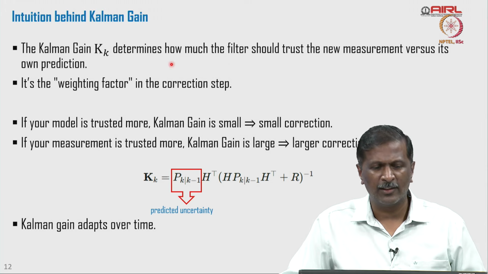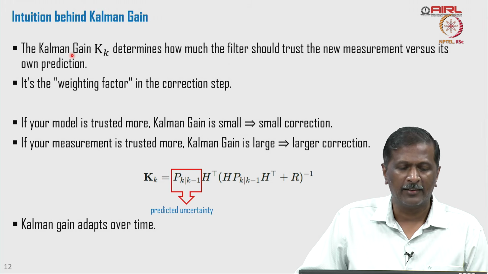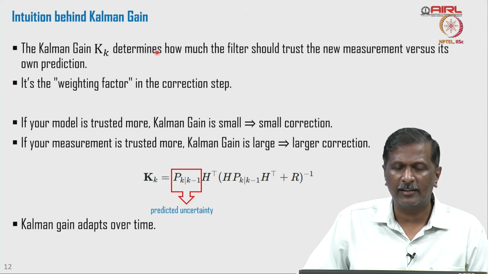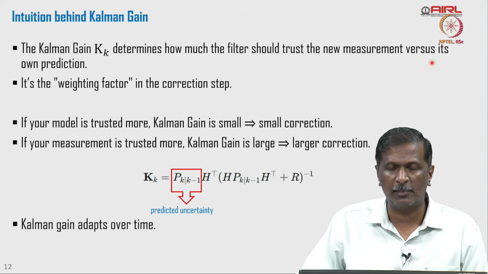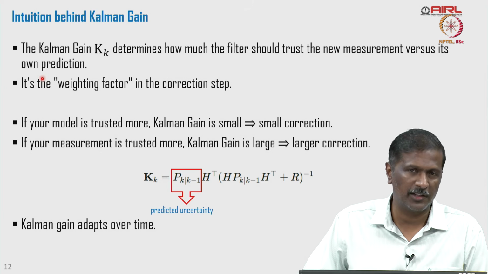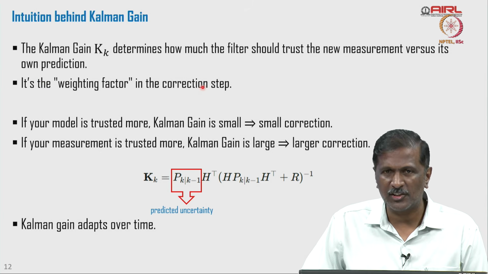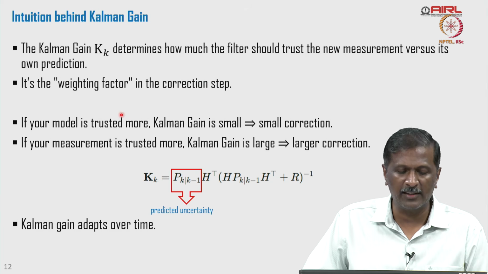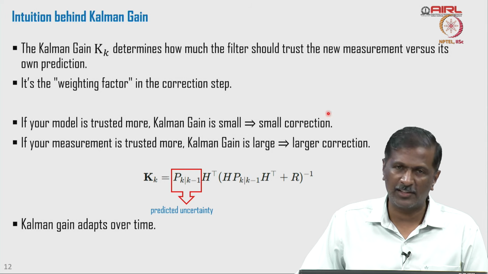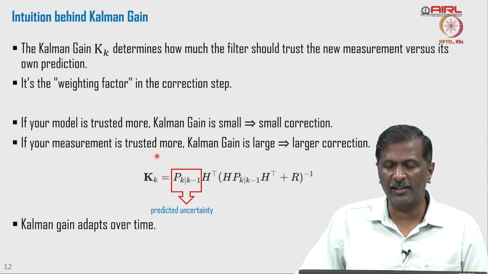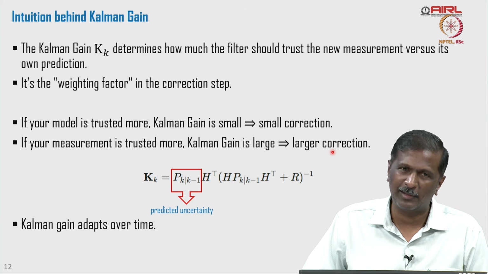What is the intuition behind this Kalman gain? The Kalman gain K determines how much the filter should trust the new measurement versus its own prediction. It is the weighing factor in the correction step. If your model is trusted more, then the Kalman gain is small and a small correction will take place. If your measurement is trusted more, the Kalman gain is large and a larger correction will take place.